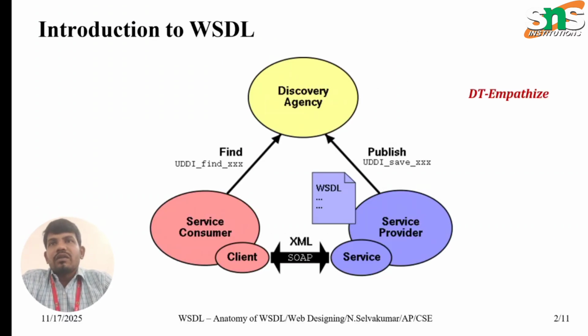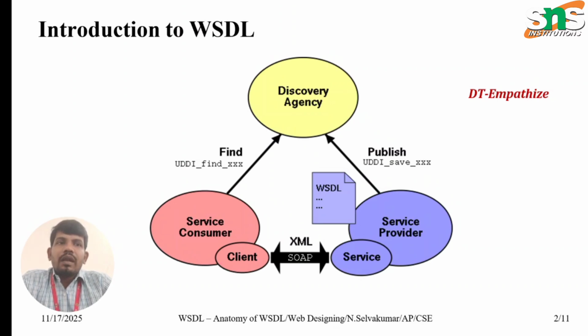WSDL, or Web Services Description Language, is an XML-based specification for describing web services and how to access them. It enables platform-independent communication between diverse systems over the internet by providing a machine-readable contract that defines what services do, where they reside, and how to invoke them. WSDL plays a fundamental role in service-oriented architecture and web application integration, especially when connecting PHP and MySQL backends to external systems.